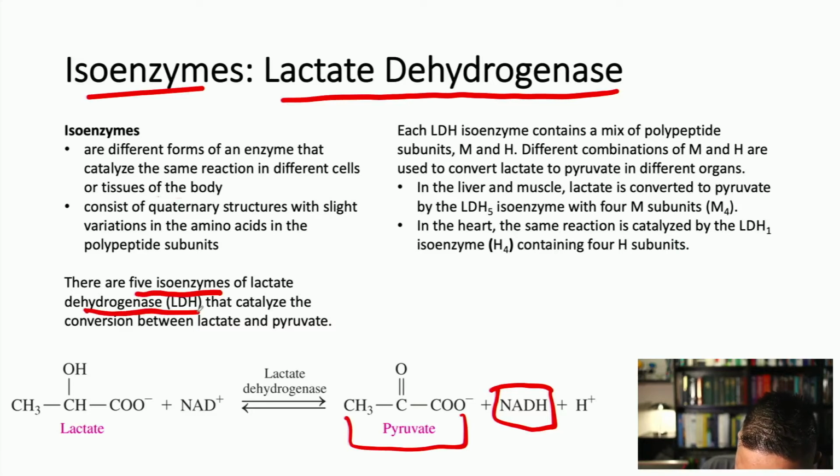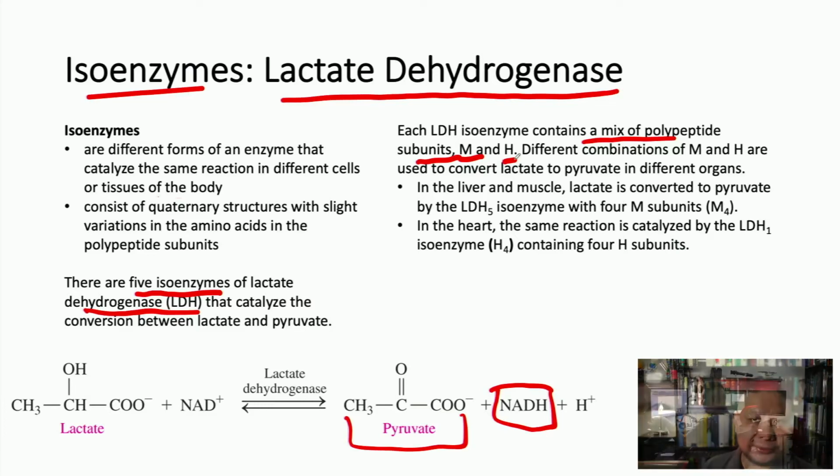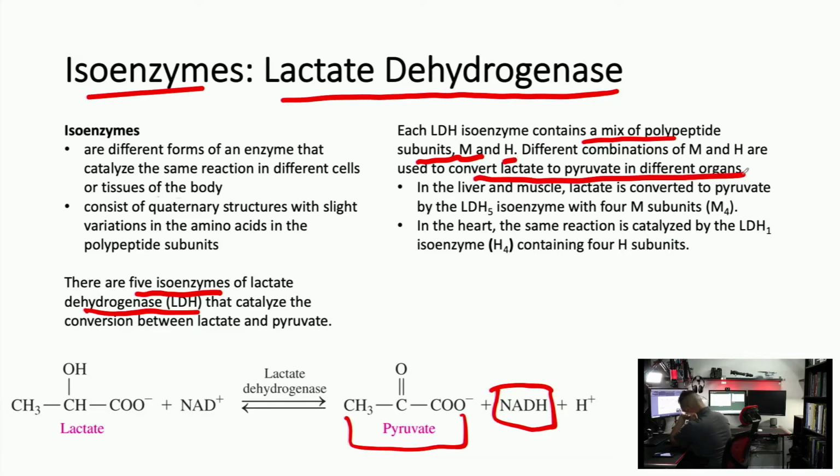Each one of them contains a mix of polypeptide units, M and H. So the units are M and H. Kind of like when we were talking about hemoglobin before, it was alpha units and beta units. Well, in lactate dehydrogenase, it's M and H subunits. And they're used to convert lactate to pyruvate in different organs, which I already spoke about.